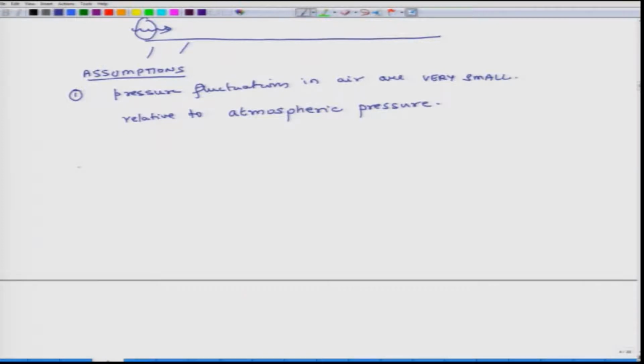The second thing, this is not an assumption. So, this is an important point. So, I will not call this a list of assumptions. The first one is an assumption, but I will just call it important points.